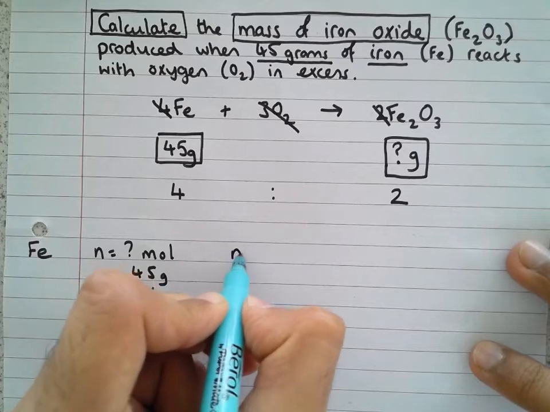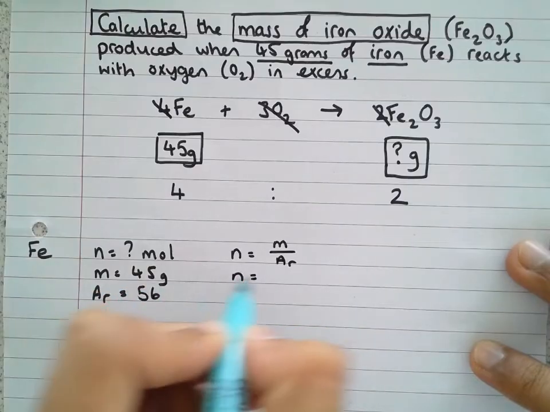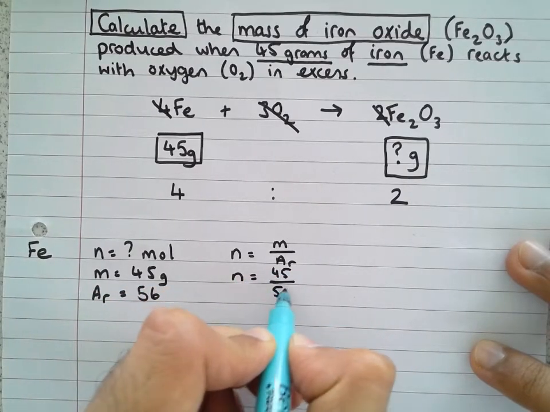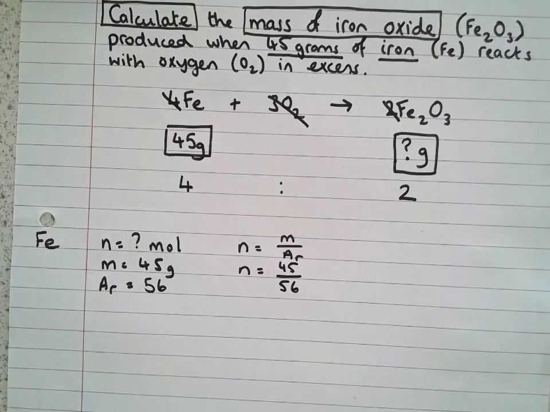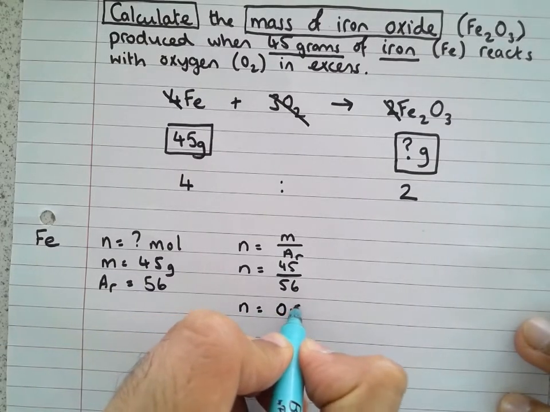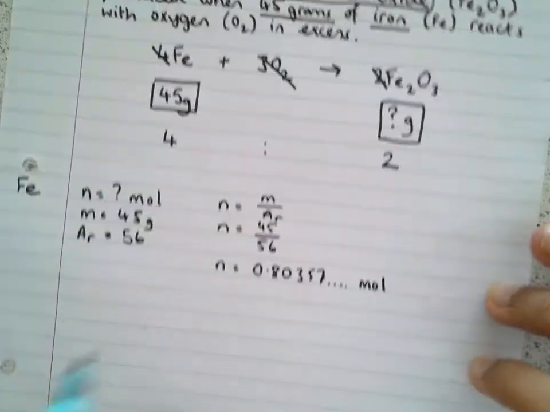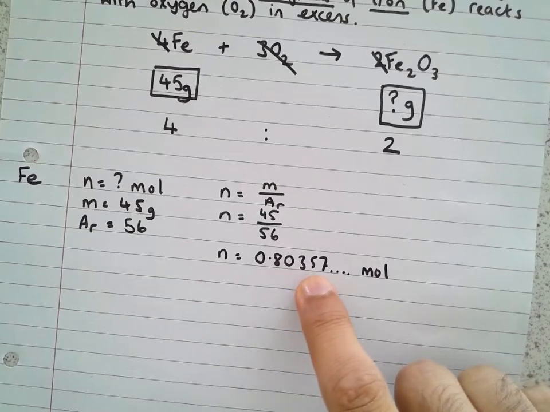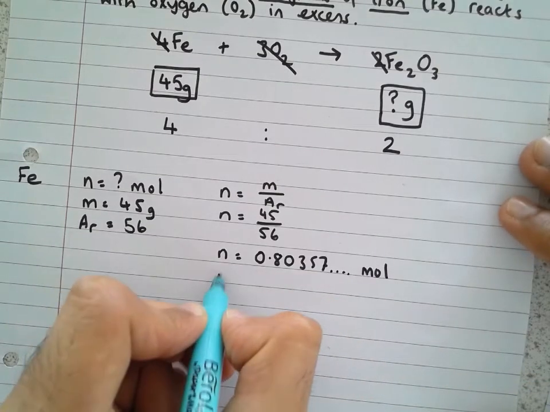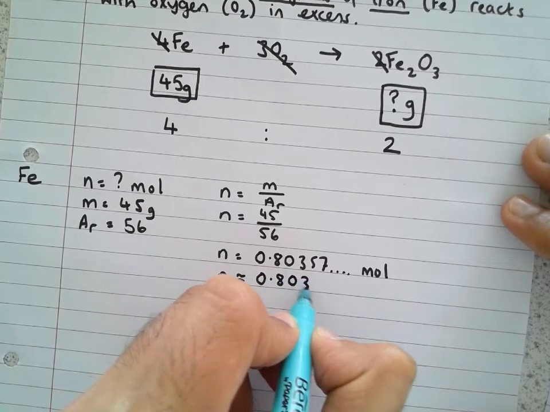So I'm going to use my formula, number of moles equals mass over Ar. I know that number of moles equals 45 divided by 56, and putting that into my calculator, 45 divided by 56 gives me n as 0.80357 something moles. I'm going to keep that to 4 decimal places for now because I'll be needing this number later on.